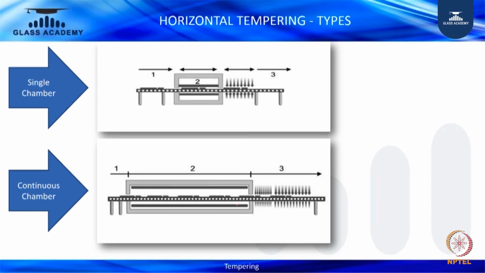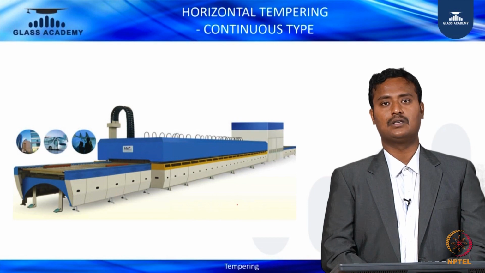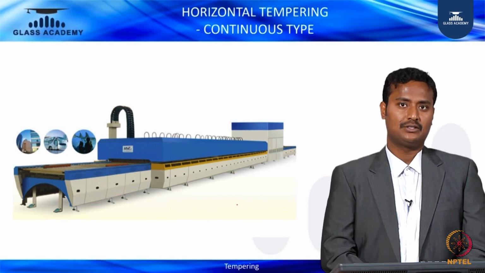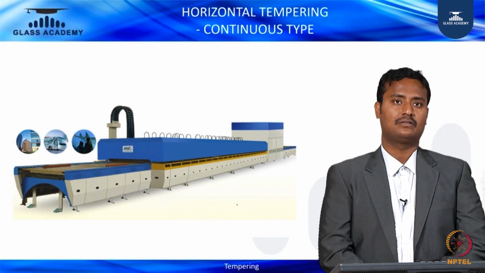The main advantage of a continuous chamber is that you will have less optical distortion and other defects like bow and bend. Not completely eliminated, but when compared to the single chamber you have more advantages with respect to optical quality and distortion qualities as well. These are the machines where you see the long heating zone as well as the long quenching chamber, which are used to temper jumbo glass.